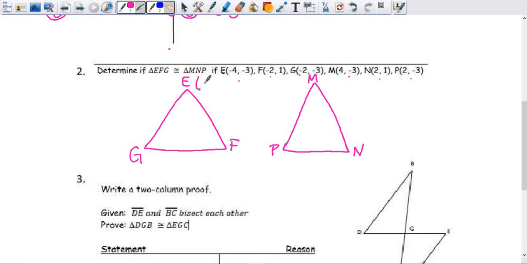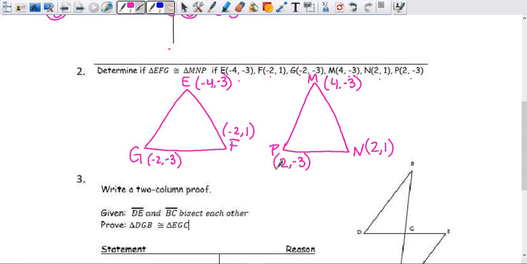So E is at -4, -3, F is at -2, 1, and G is at -2, -3. And then we have M at 4, -3. We have N at 2, 1. And we have P at 2, -3.